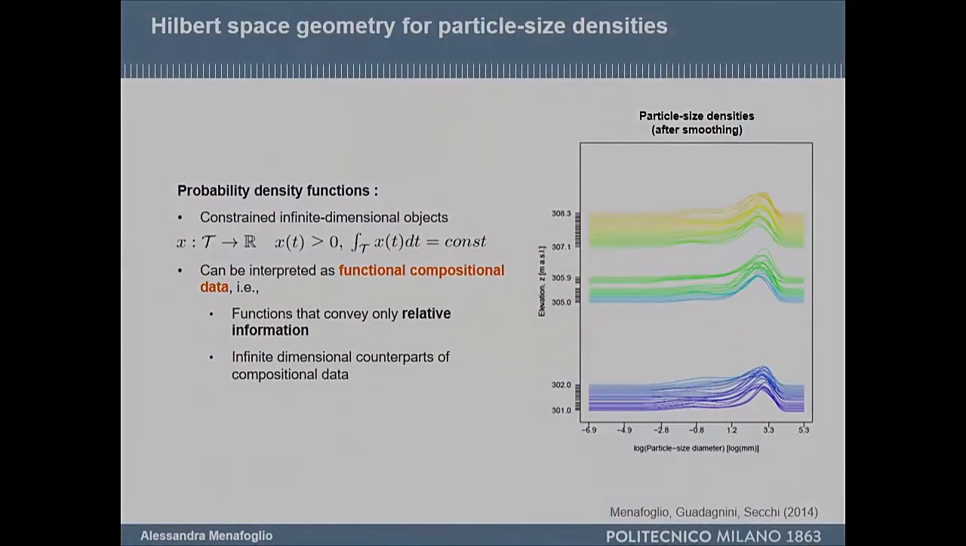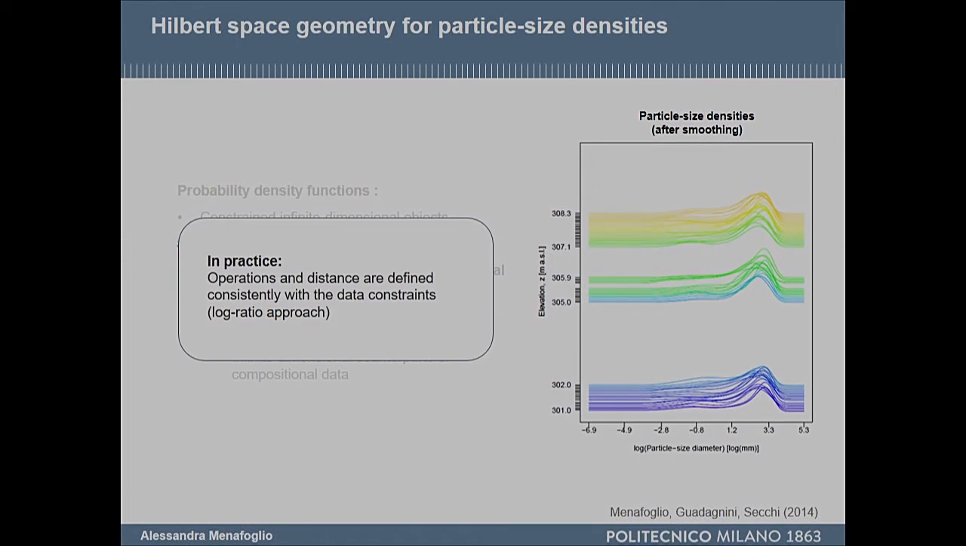Now, to choose the Hilbert space, we have to look into the properties of the data. I don't want to go too much into the details, but just to say that this data has a peculiar kind of constraint: it needs to be positive and to integrate to a constant, so it can be seen as compositional data in the infinite dimensional setting. Now, in practice, what is possible to do is to define operations and inner products in order to be consistent with the kind of data constraints that we have.